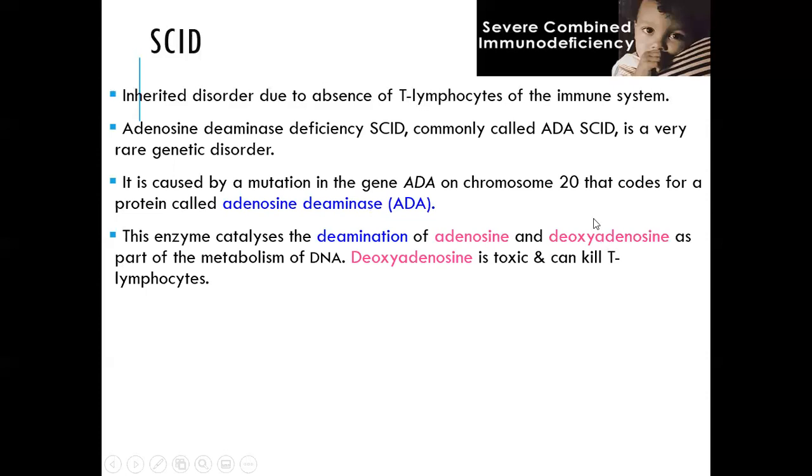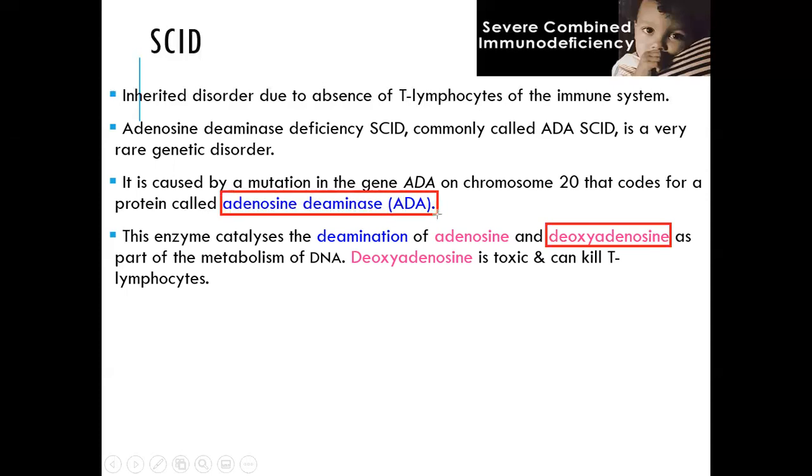This is during metabolism of DNA because DNA has adenosine, right? So this is part of metabolism of DNA. Now, between these two components, deoxyadenosine is very toxic to the cell. So therefore, the process of deamination is to convert it into a product that's not so toxic. So that's why this enzyme is very important.